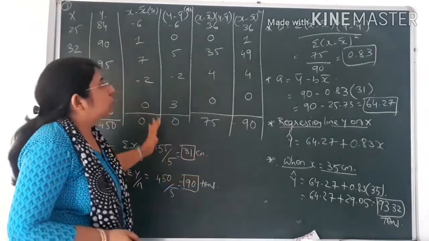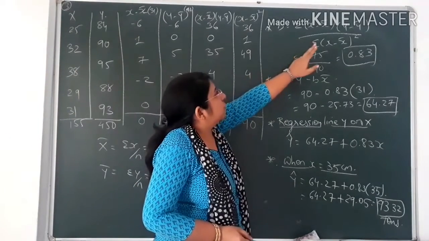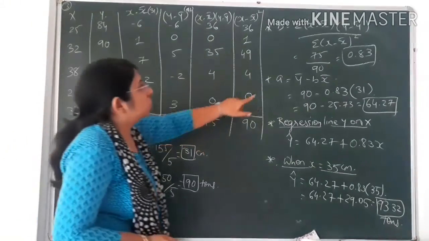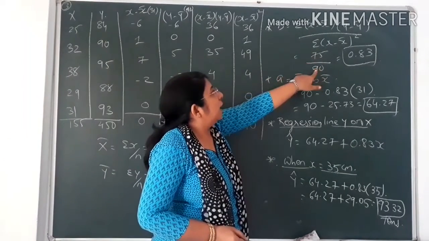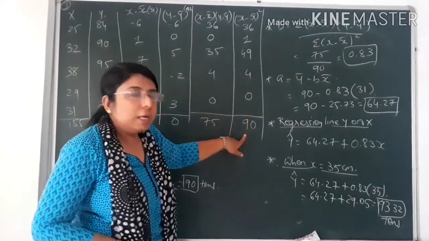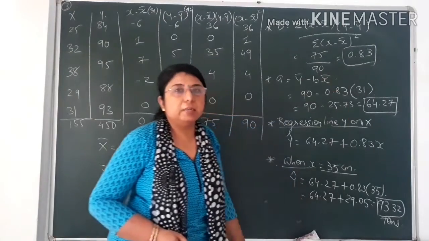Now after finding all the data in the table, we have to apply it in the formula. Sigma (x minus x bar)(y minus y bar), that total came to 75. So over here you will write 75, and in the denominator, sigma x minus x bar whole square, that came to 90. So 75 divided by 90 would come to 0.83.